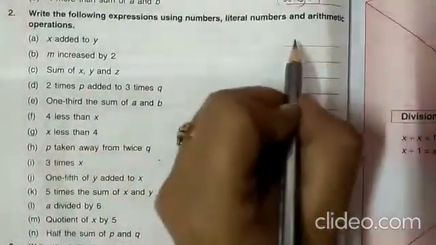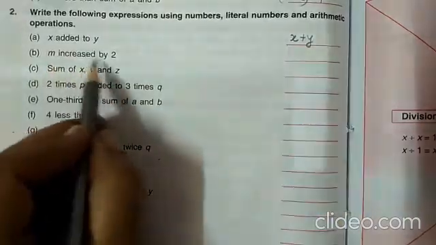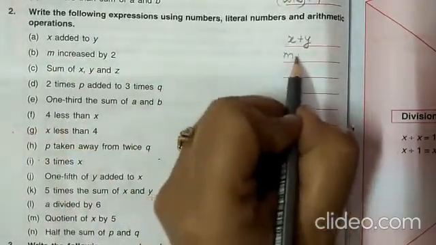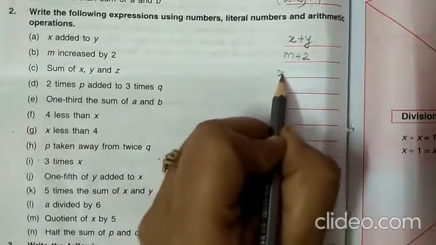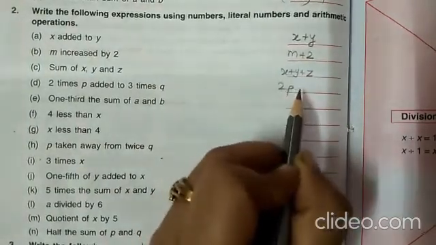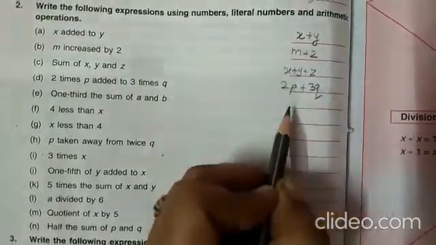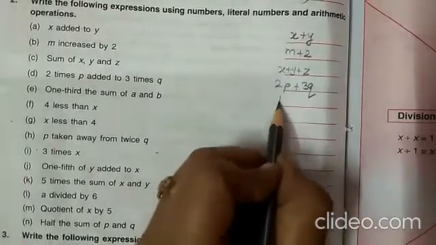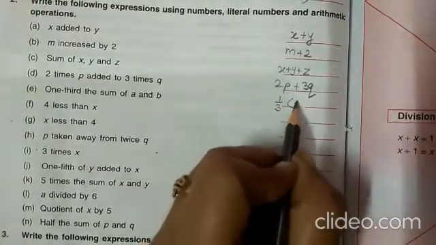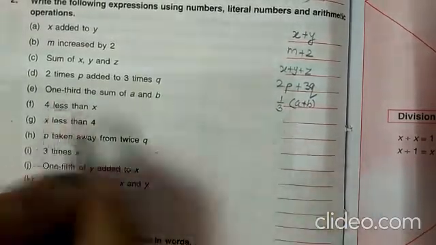Next, x added to y. X plus y. M increased by 2. M plus 2. Sum of x, y, z. X plus y plus z. 2 times p added to 3 times q. 1/3 the sum of A and B. A and B add first, then 1/3. Okay, see, I am not writing the multiplication sign.